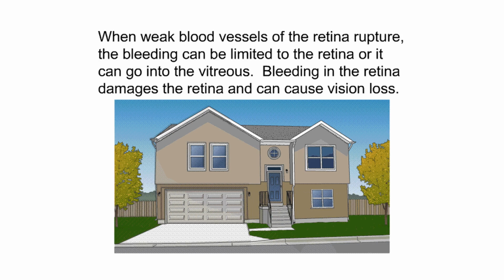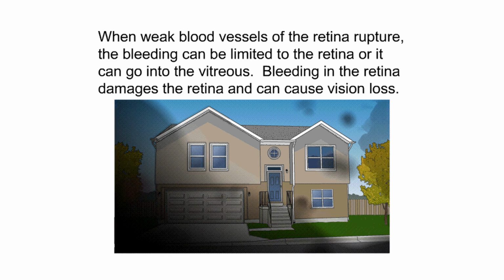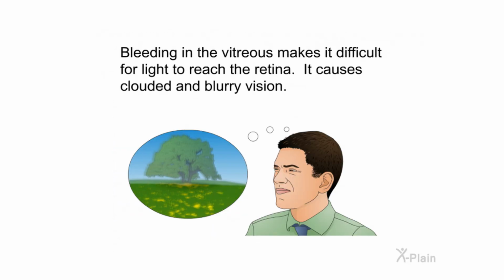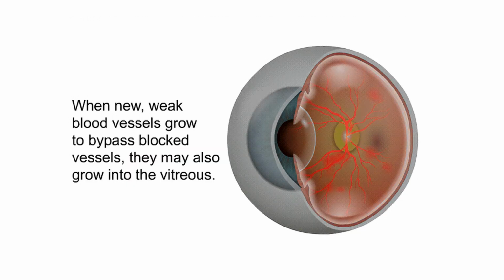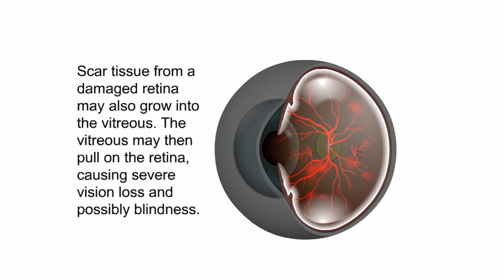When weak blood vessels of the retina rupture, the bleeding can be limited to the retina or it can go into the vitreous. Bleeding in the retina damages the retina and can cause vision loss. Bleeding in the vitreous makes it difficult for light to reach the retina. It causes clouded and blurry vision. When new weak blood vessels grow to bypass blocked vessels, they may also grow into the vitreous. Scar tissue from a damaged retina may also grow into the vitreous. The vitreous may then pull on the retina, causing severe vision loss and possibly blindness.